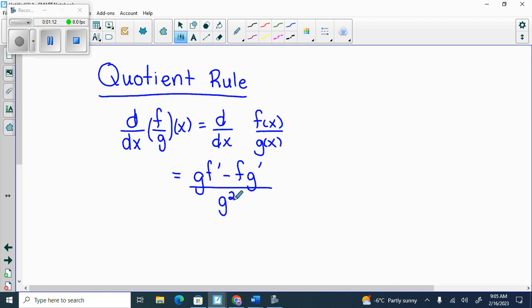And people will forget to put the denominator on it half the time, because you'll have done all this work and then no g squared. So that's not good.